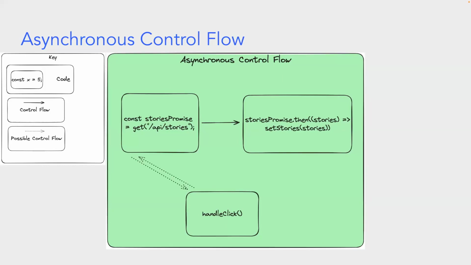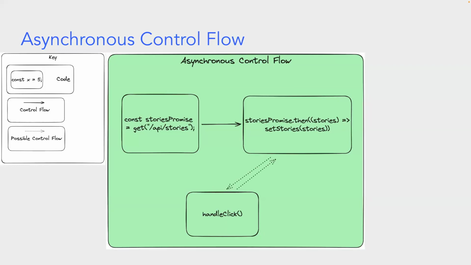So in this example, we're going to run handle click pretty early on, and then that's going to return control back to the get. And then from there, we can use the .then to set the stories. Or lastly, the handle click could be run when we are handling the sets, when we're running the set stories. And these are all possible ways that we could have run our program.